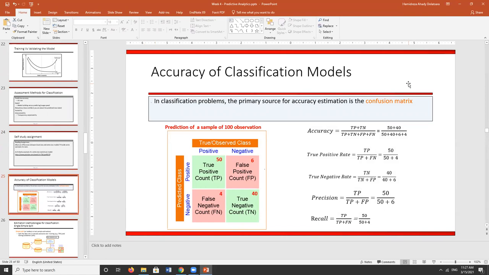Okay, let's talk about accuracy of classification models. This table is for when your model just has two categories. Let's say in the Titanic example, passengers survive or die. When your dependent variable has more than two categories, you cannot use this. Maybe you can just use accuracy.